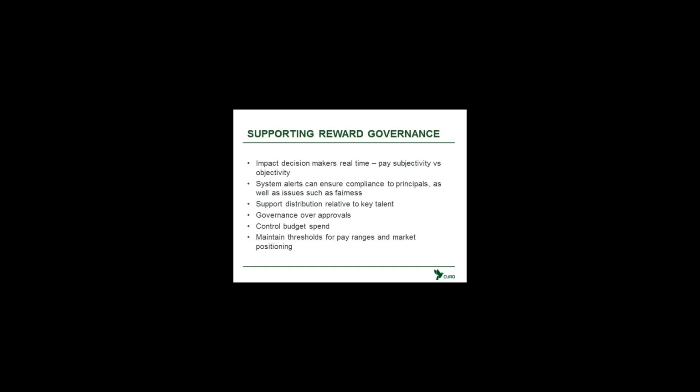Typically our clients will report that they have a 5 to 10 budget spend overage before they move to using our platform. What our platform will allow you to do is to set budget thresholds at different levels of the hierarchy and help to control that budget spend. And obviously, there are a number of thresholds that you can get managers to comply with through the compensation platform, around pay ranges and market positioning. So, there's a lot of stuff you can do around reward governance through a good, effective compensation management platform.